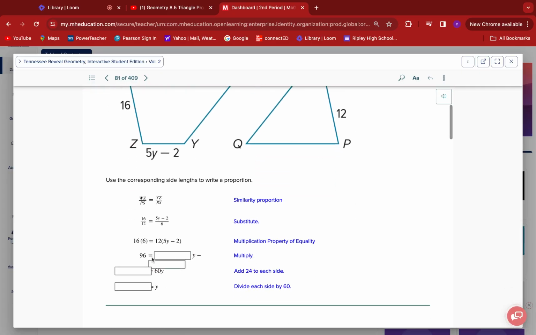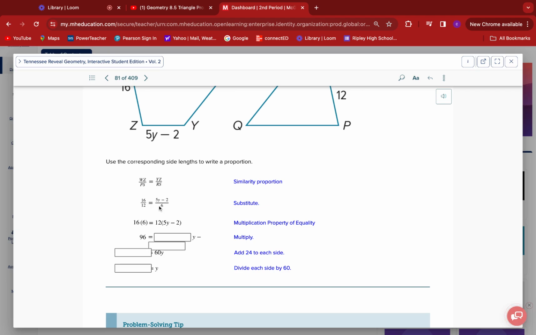All right, we're going to cross multiply. Pretty typical. 16 times 6, and 12 times 5y minus 2, which is a distributive property. 16 times 6 is 96. 12 times 5y is 60y. And 12 times negative 2 is negative 24.